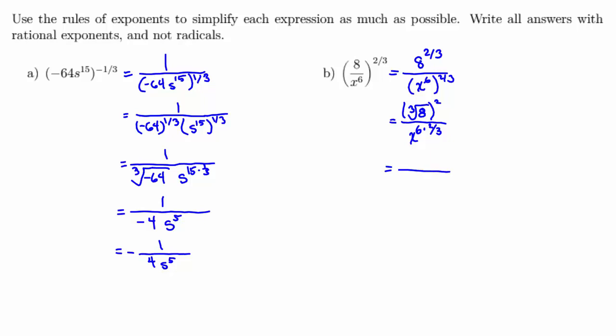That cube root of 8 can just be 2, so that I have the cube root of 8 quantity squared. Now I'll have 2 squared. In the denominator, I have x to the 6 times 2/3. So I'll multiply 6 times 2/3. I can get 12/3, which simplifies to 4. So in that denominator, I have x raised to the 4th power. As a final step, I'll compute 2 squared, which is 4, and I'll get 4 over x to the 4th power.